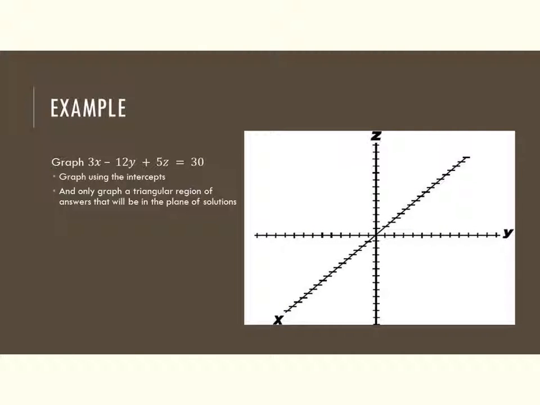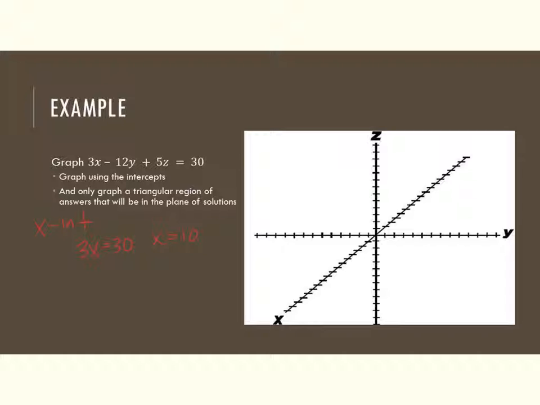So we want to graph 3x minus 12y plus 5z equals 30. We're going to graph it using our intercepts. So this plane, most likely, doesn't have to, but most likely is going to cross through all 3 axes, and I want to figure out where. So how do you find an x-intercept? You make everything else be 0. So if y is 0 and z is 0, you're going to get 3x equals 30. So x equals 10. That's my x-intercept.